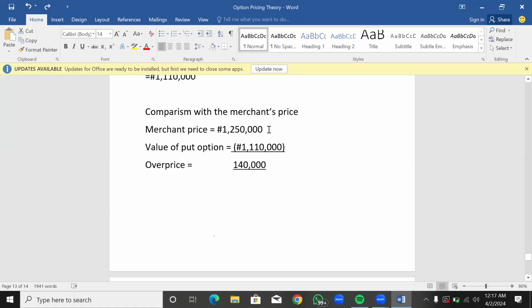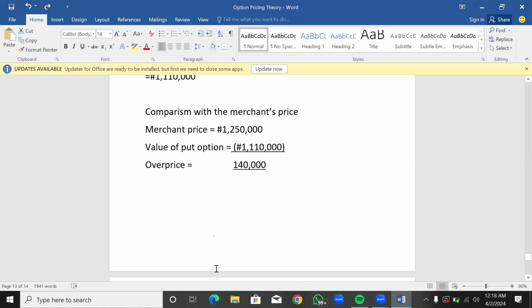You want to sell something. So the person is offering you this price. The other person on this side, that's the merchant, is offering. So if it was a call option, which is a buy, the whole question will be different.